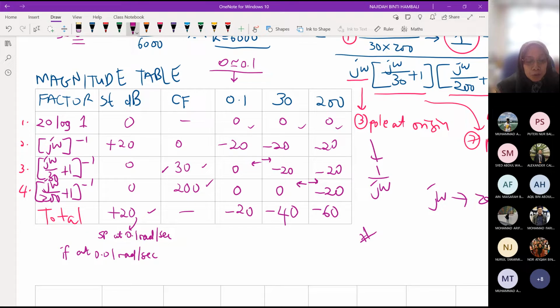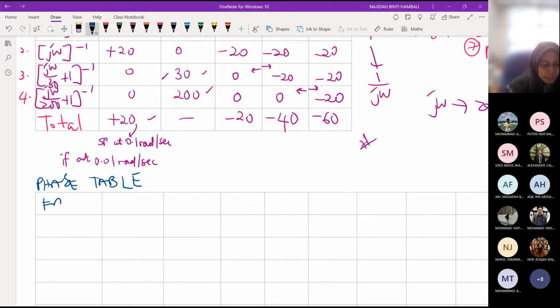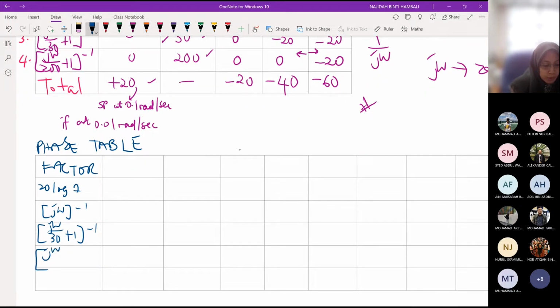We have another table to complete. Can I move to the phase table? Are you ready? Phase table, the extra panjang sikit. Sebab kita ada frequency range. Okay. So, this column factor, you can isi. Kalau you buat separate, you can isi balik this part. So, this one, you ada 20 log 1. This one, you ada pole at origin. This one, you ada pole at 30. This one, you ada pole at 200.